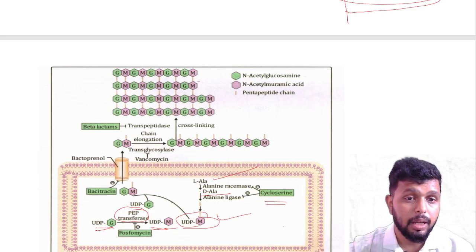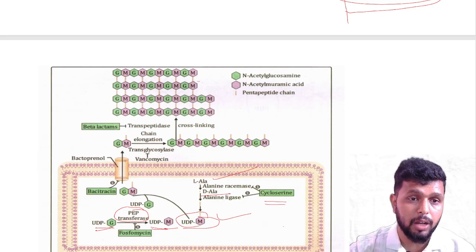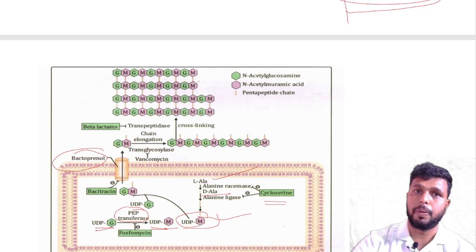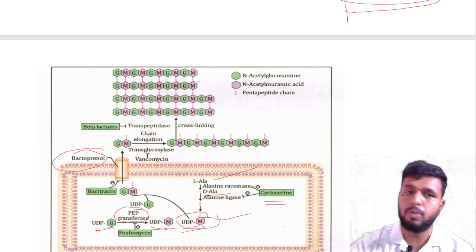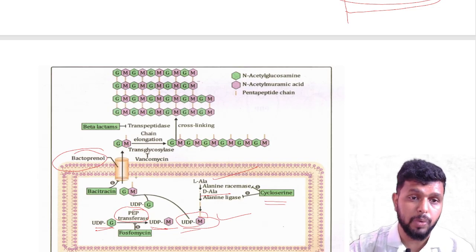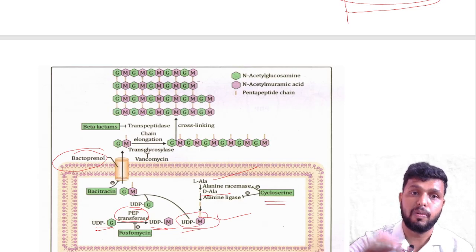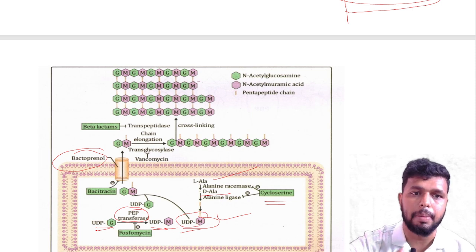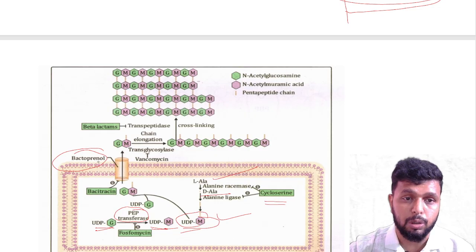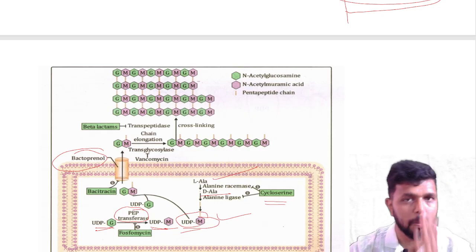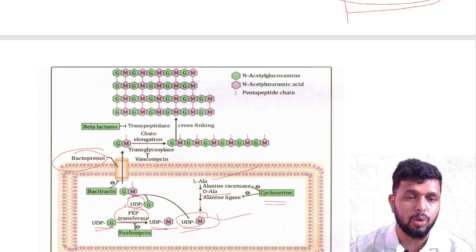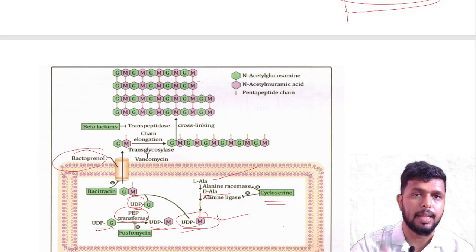Okay. After that, as you can see here in this picture, this is a lipid carrier membrane. The formed UDP N-acetyl muramic acid is hydrophilic, so that's why it is helpful for transfer through the cell membrane. So the bacterium picks up UDP N-acetyl muramic acid, and the UDP molecule is removed from the N-acetyl muramic acid.